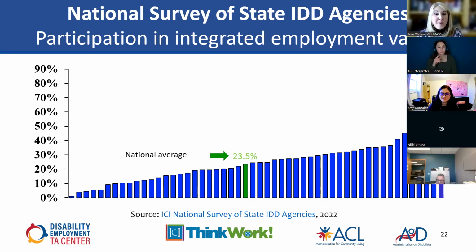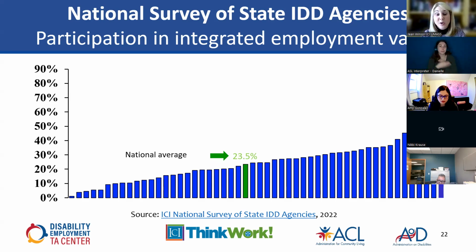I'm going to just move back to this slide and talk a little bit more about our integrated employment service data. Again, I mentioned that the national average is 23.5%, but this is the range of states' participation. And I said, there are some states where it's really, really low, but there are some states that are really, really high. And I think it's so important to understand what those states are doing. The other piece that I always like to point out is that just because a state is below the national average or just around the national average doesn't mean that there's a lack of effort, doesn't mean that there's a lack of even progress.